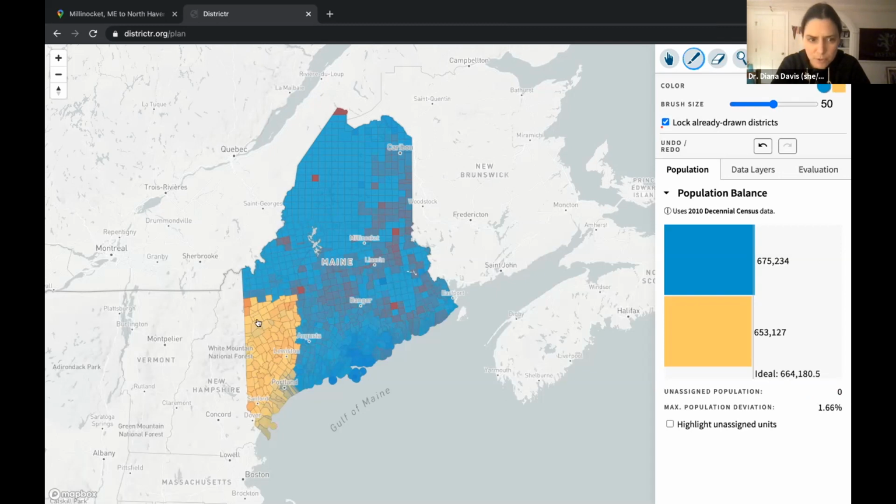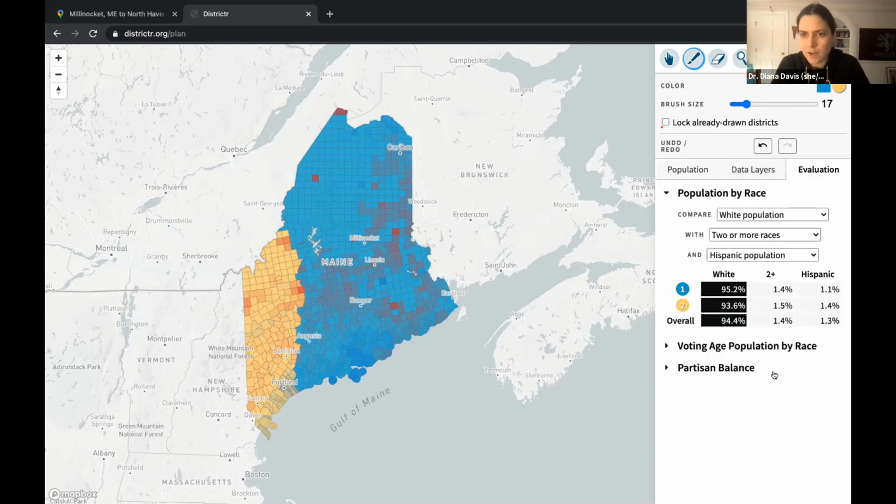Making a few more blue. Maybe I'll make my brush smaller. Nope, I want a few more yellow. And gather a few more until I get, oh, that's not working because I didn't unlock. Get a few more till I get a really great population deviation. Okay, that's pretty good. So my 2 districts have the same population. Cool.